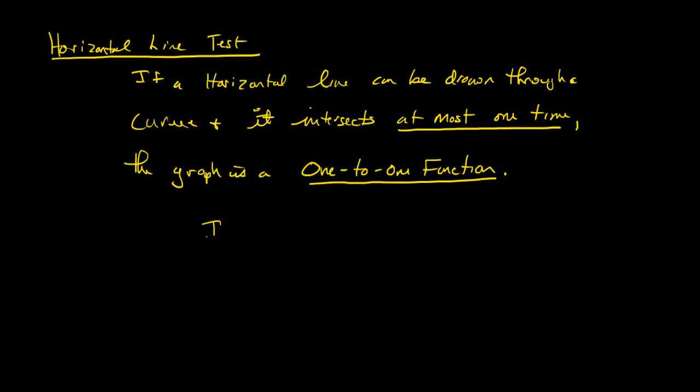So we can use this test to determine graphically whether or not we have a one-to-one function, because we know that if x1 does not equal x2, then f of x1 would never equal f of x2. So we would not violate the constraints of the definition of a one-to-one function.